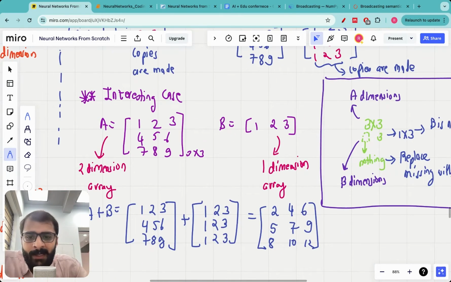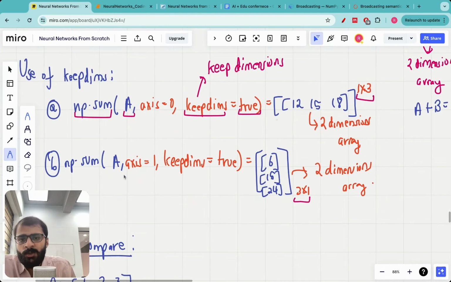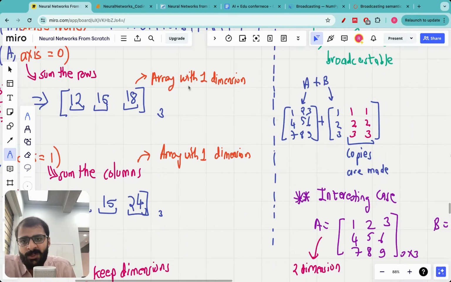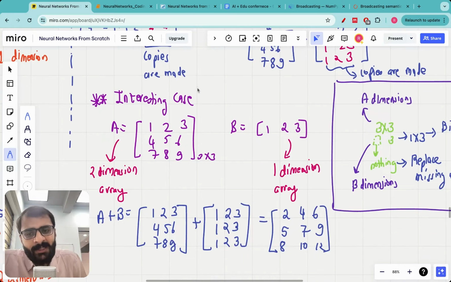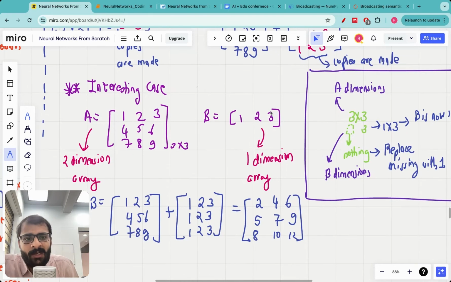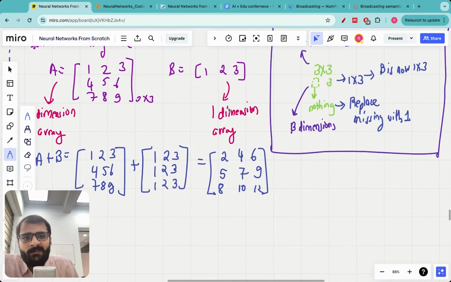Now let us take a very interesting example in which we are looking at two matrices. One is a two-dimensional array and one is a one-dimensional array. And let us see whether they are broadcastable or not. This is again directly related to keep dimensions. So remember, if we don't use keep dimensions, we get an array with one dimension, right? Let us see how the broadcasting works with these two. So A is a two-dimensional array, 3 by 3, and B is a one-dimensional array. Let us see if they are broadcastable.